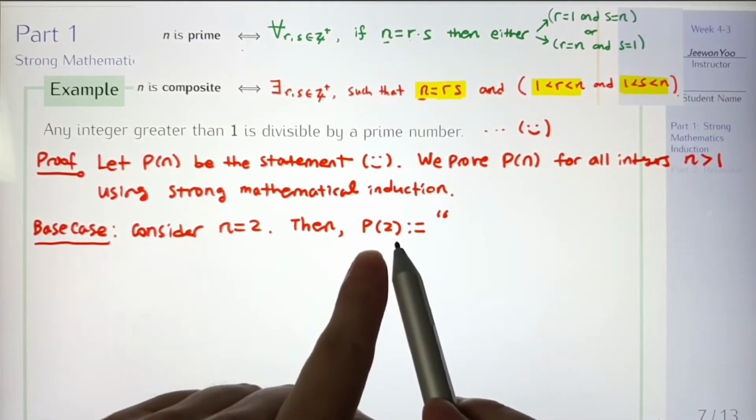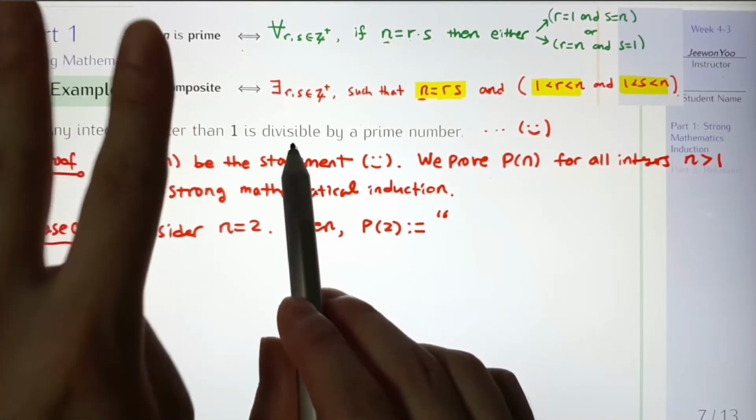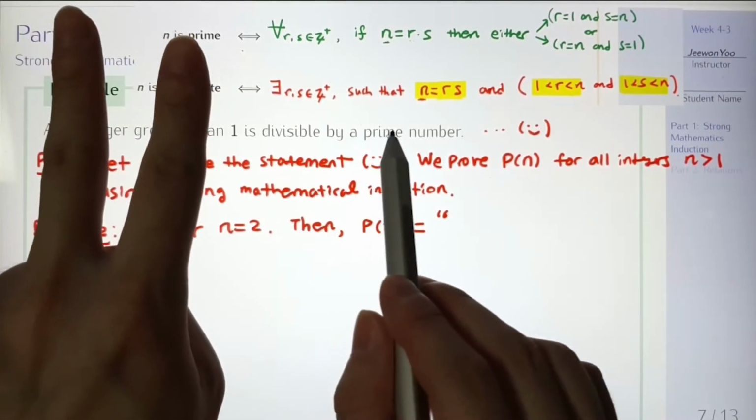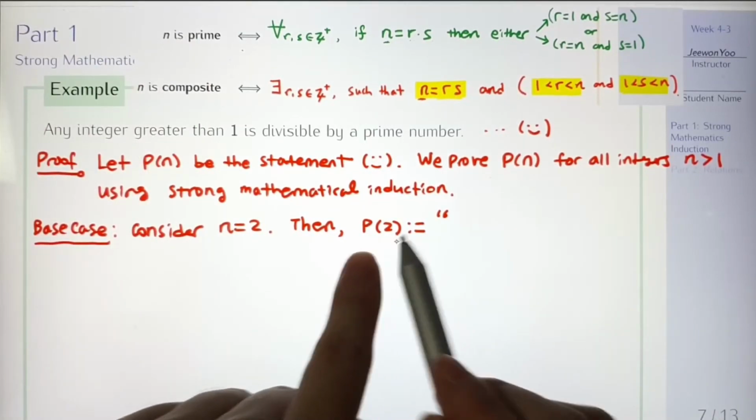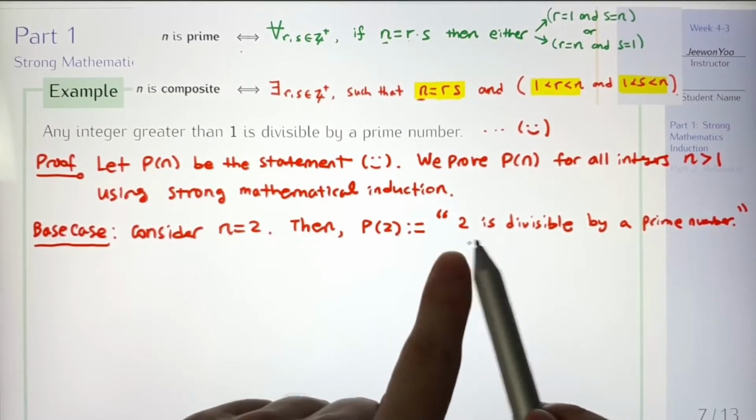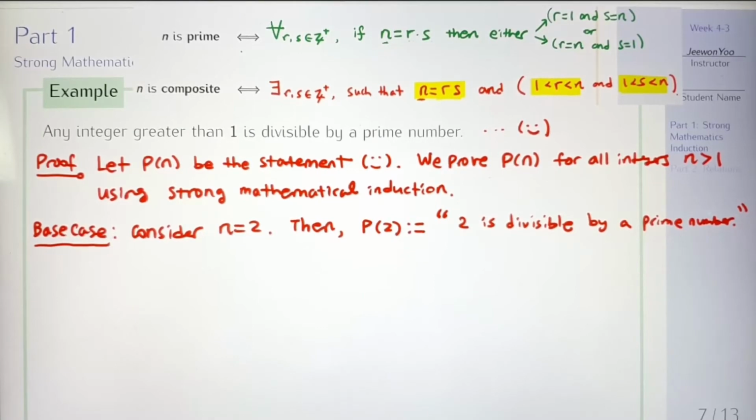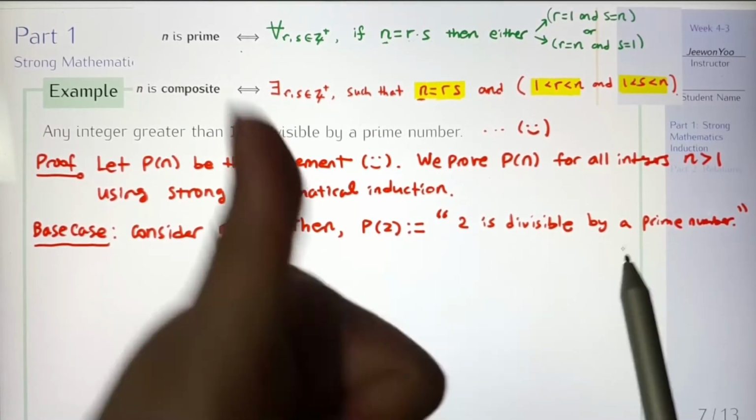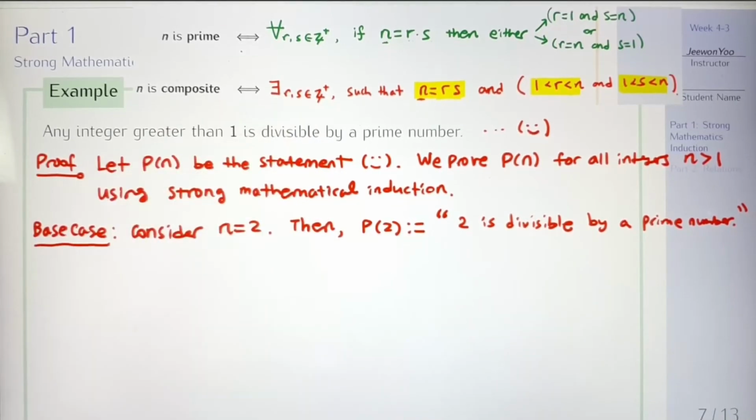Then our left-hand side is just 2, right? And then the right-hand side is 2 is divisible by a prime number, and it's true. So here's my predicate P of 2. What do you think, everyone? Do you think this predicate is true or false? 2 is divisible by a prime number. If you said it's true, then you're correct, because the number 2 itself is a prime number.